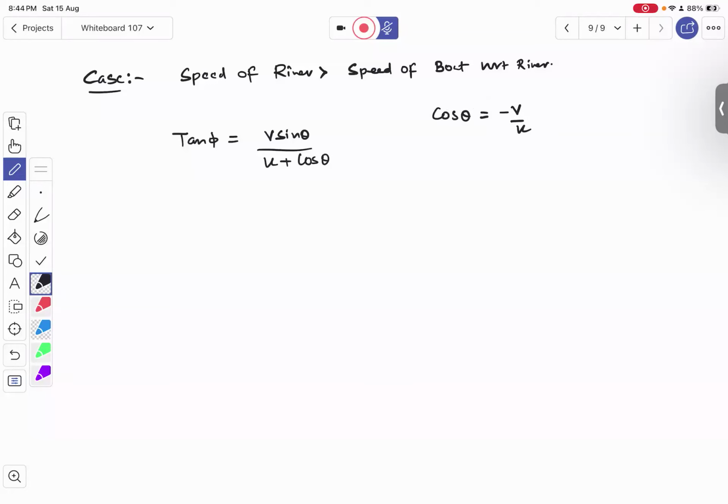Correct. Just suppose you forgot what you will do. I have to plug something, so forget about everything and just think of this v by u guy. Here u is more than v, and I have to write something more than minus 1. So I have to use the ratio which is less than 1. So u by v is going to be more than 1 and v by u will be less than 1. So cos theta will be minus v by u.